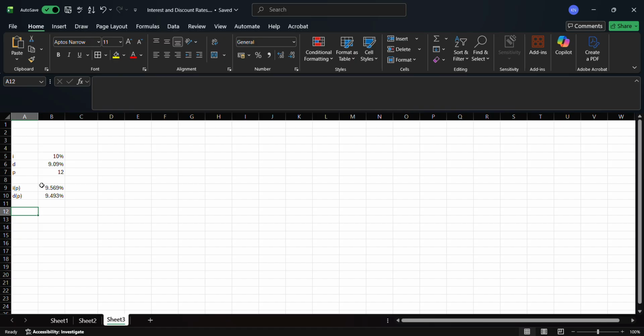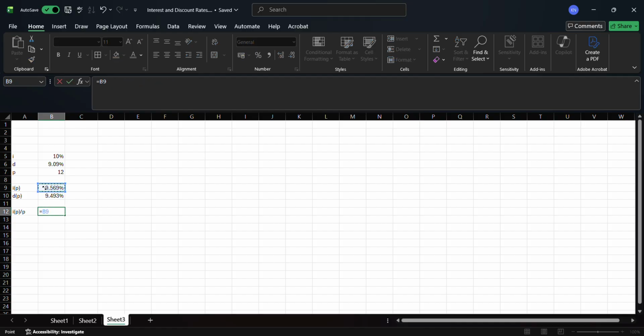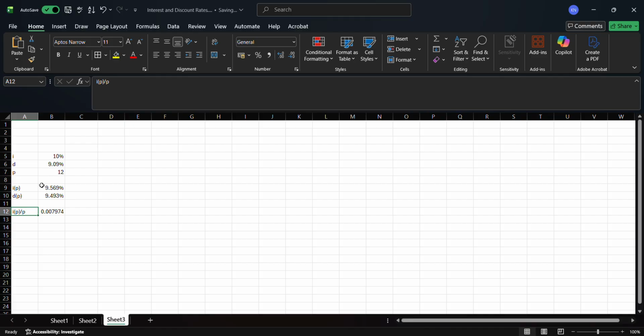we've calculated the effective nominal rates. So that means i(p) over p will be equal to the nominal interest rate divided by the number of subintervals. So this i(p) over p is the effective interest rate per subinterval. We have 12 subintervals, so we have months. So this is the effective interest rate per month.